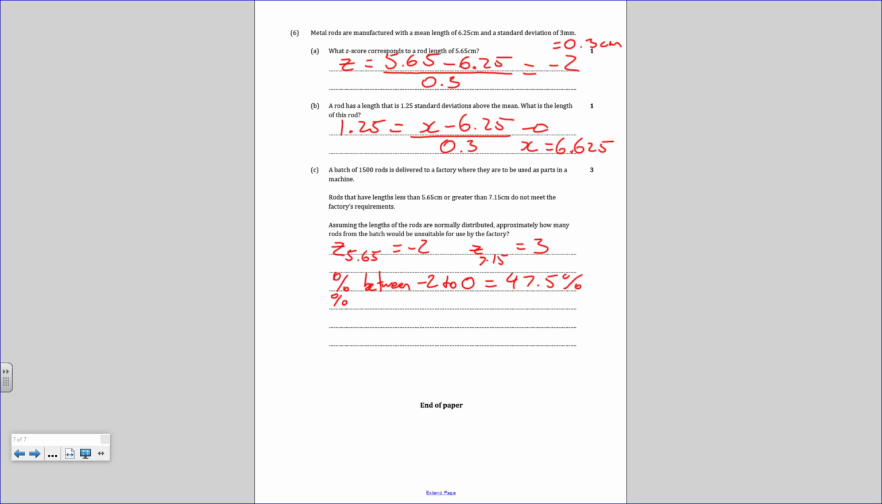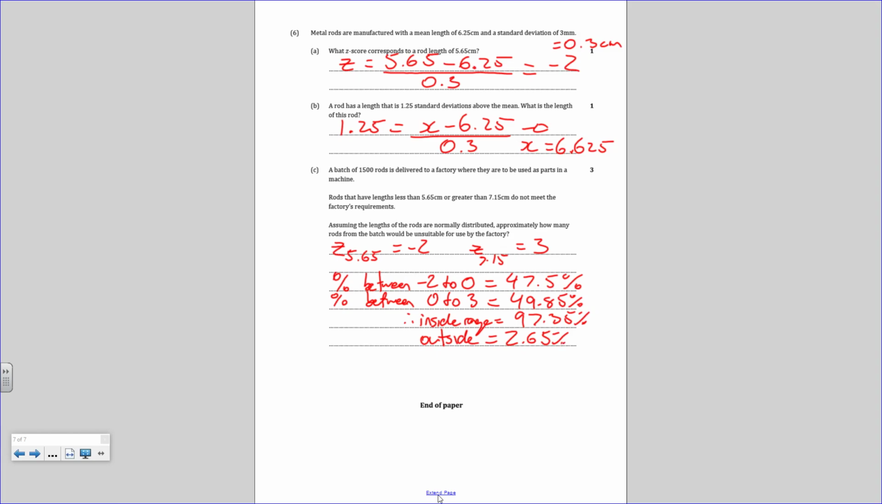And then the percentage between 0 and 3. 99.7% is between -3 and 3, so we can halve that again to get 49.85%. So the percentage inside the range is 97.35%. But that's the amount that's going to be useful for the factory, so outside the range is going to be 2.65%.